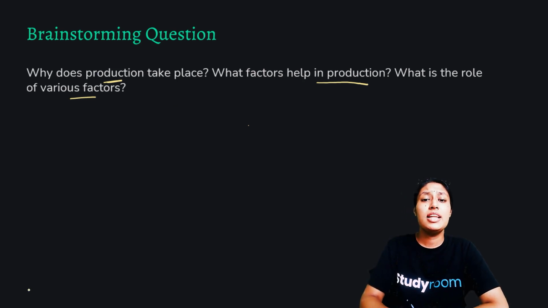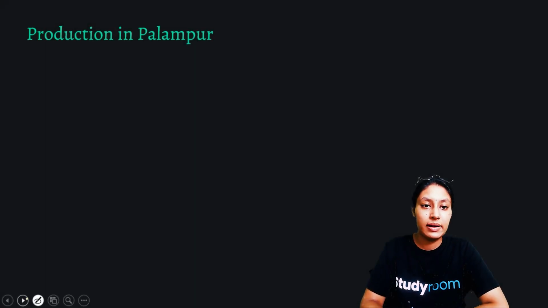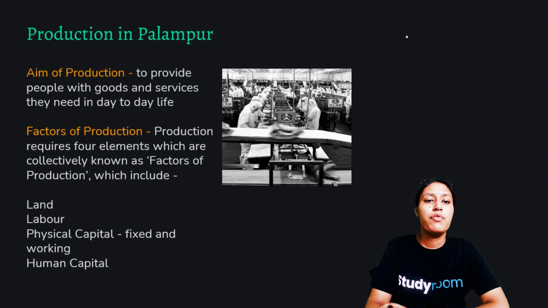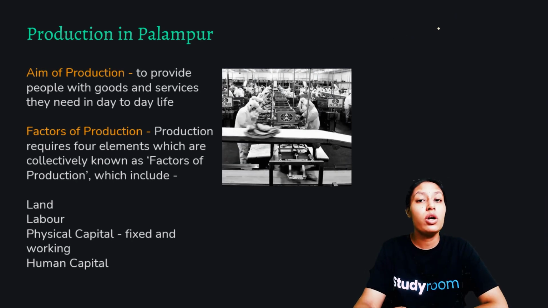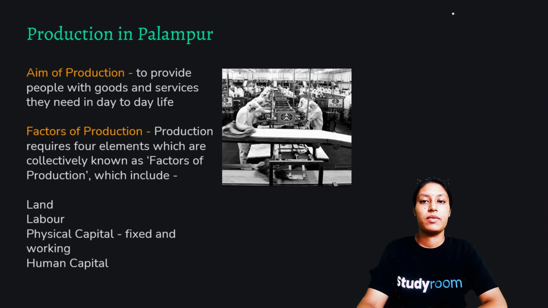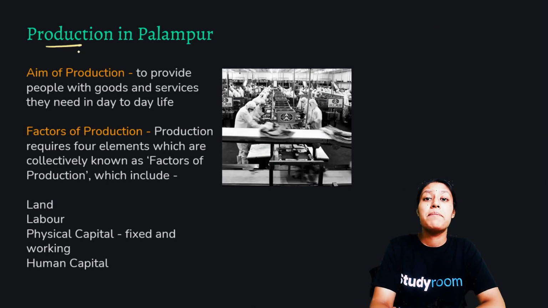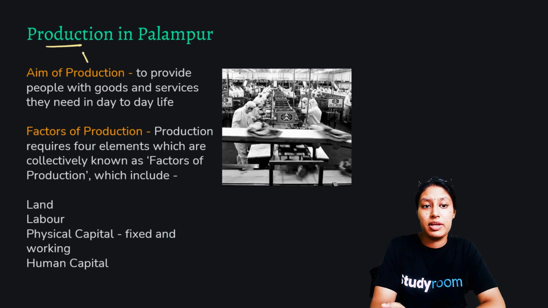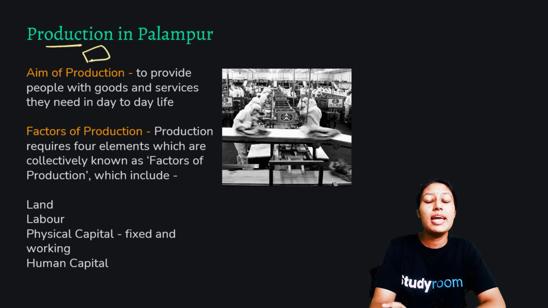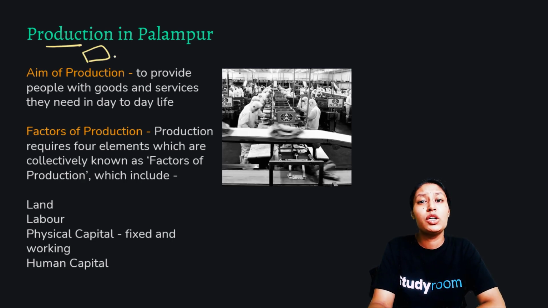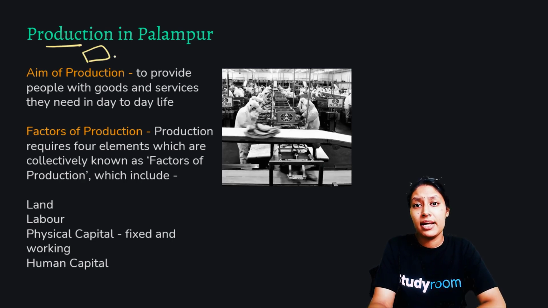Let's understand this question in detail. We will be studying production in Palampur in detail. First thing for you all to understand, what is production? The word production means making or growing something in large quantities. So, where does anything grow and get made? In factories, yes, you are right.